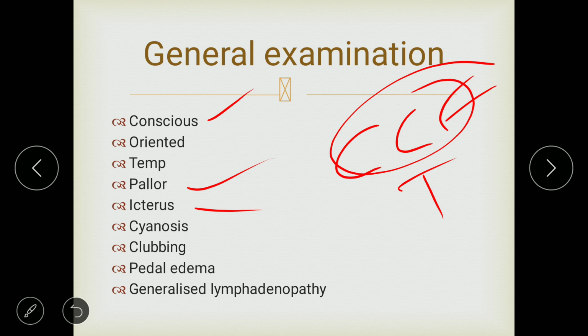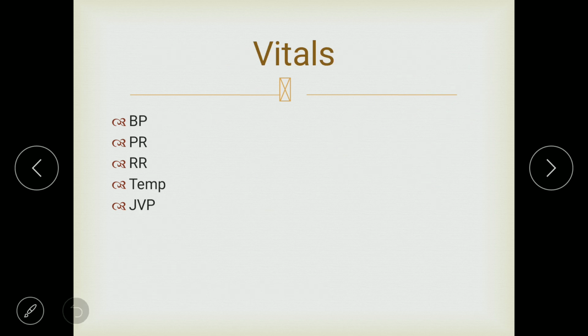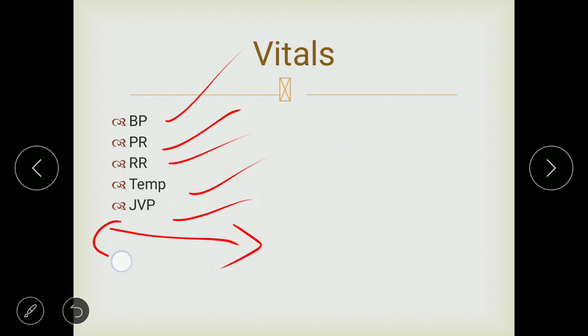And look for pedal edema also to see whether the patient has some imbalance in the hydrostatic and oncotic pressures. And look for generalized lymphadenopathy, because this can indicate either the patient may be suffering from HIV or a lymphoma-like condition. And watch for the BP, pulse rate, respiratory rate, temperature, and JVP. JVP will be normal if the patient does not have any cardiac disease. It will be elevated if the patient has cardiac disease.